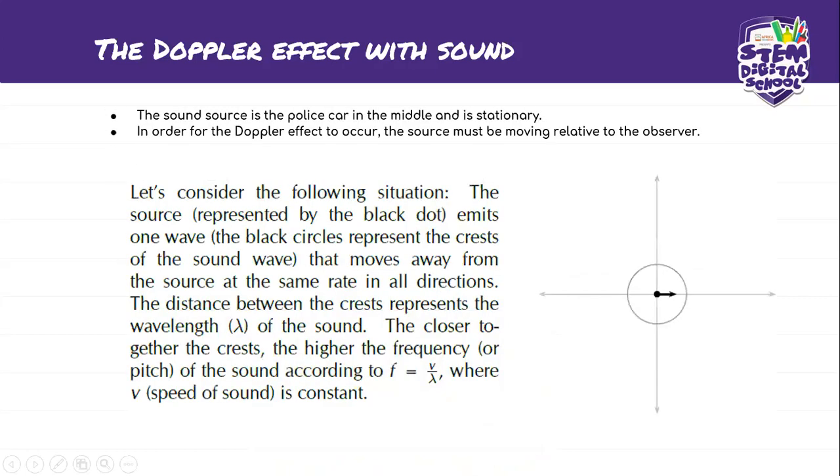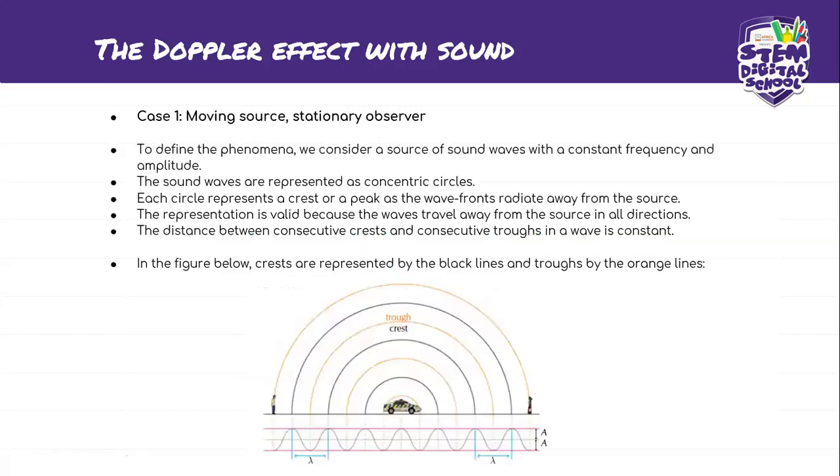Okay, so it says here that the sound source is a police car in the middle and it's stationary. It's in the middle and it's stationary. So here, it's still standing still. That's why all the frequencies are equal amongst each other. All the wavelengths are equal, right? Because the car is stationary and the people are stationary. The people are the observers or listeners and the car is the source.